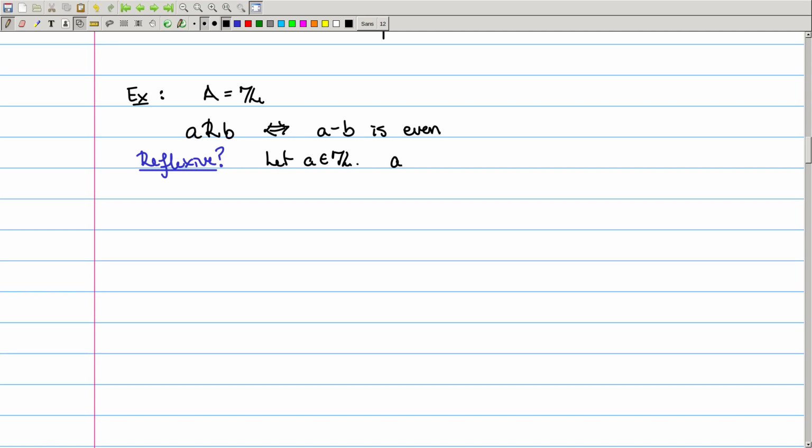Then I know that A minus A is equal to 0, and 0 is even. So as a consequence, A is related to A by definition. So we've got reflexivity. I also want to check that it's symmetric. That is to say that if A is related to B, then B has to be related to A.